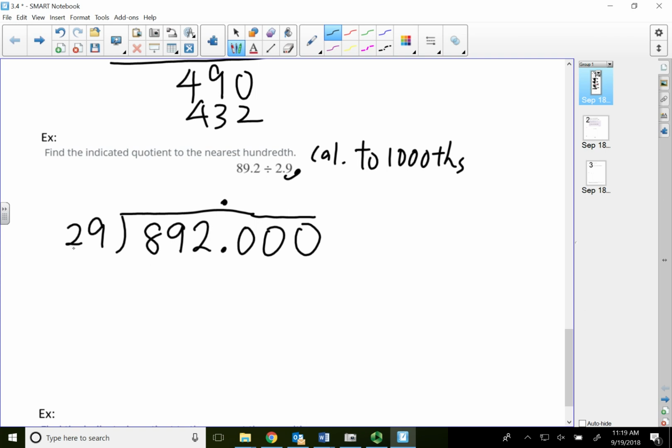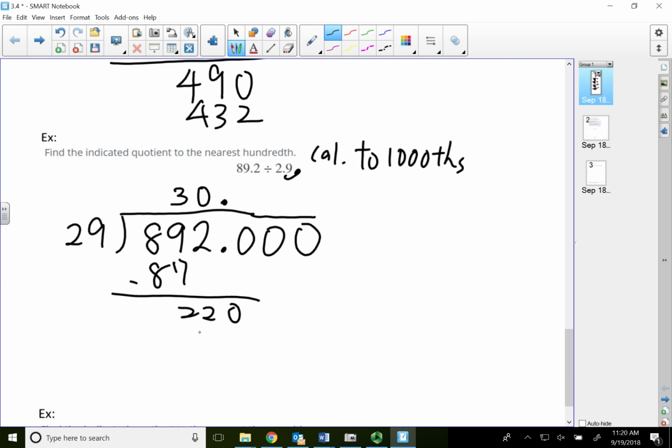So 29, 2 goes into 8 about 4 times. I know that would be too big, so let's try 3. All right, 3 times 9 is 27. Carry 2. 3 times 2 plus 2 is going to be 8. Subtract, that's 2. Bring down the 2. 29 cannot go into 22, so that will be 0 times. So let's begin to bring down my first 0 from the 10th.